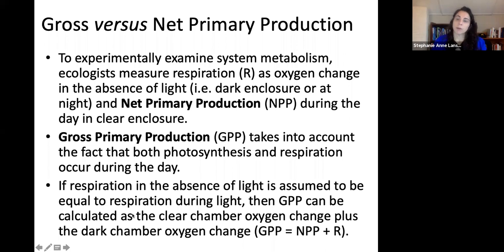So when we talk about gross primary production, when we experimentally examine metabolism, we often measure respiration as the oxygen change in the absence of light, and net primary production, which is the production during the day. So the gross primary production takes into account that both photosynthesis and respiration occur at the same time. So if respiration in the absence of light is assumed to be equal to the respiration during light, then the GPP can be calculated as the difference between the clear chamber oxygen exchange and the dark chamber oxygen exchange. So gross primary production is going to be your net primary production plus your respiration that takes place.